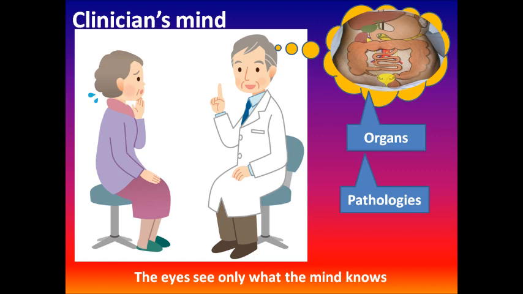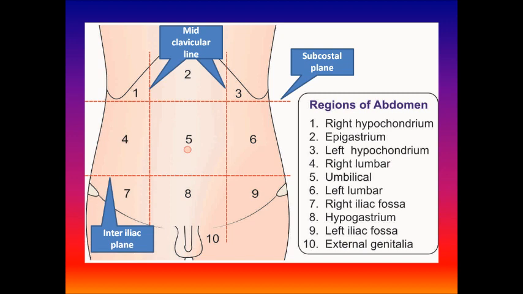abdominal pathology. For universal understanding, the abdomen is divided into 10 regions. Two midclavicular lines are used to divide them, and also the line joining the lowest part of the costal margin, called the subcostal plane, and the interiliac plane, that is the line joining the iliac crests, are taken into account in dividing the abdomen into 9 regions.